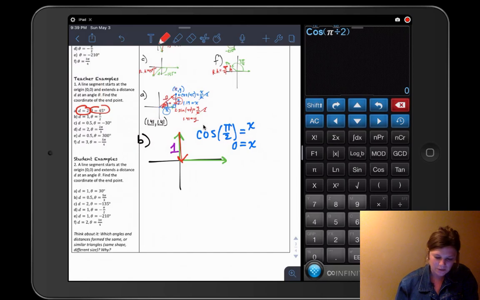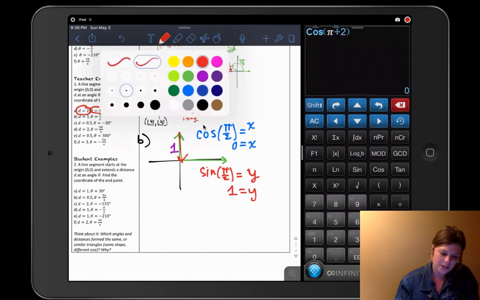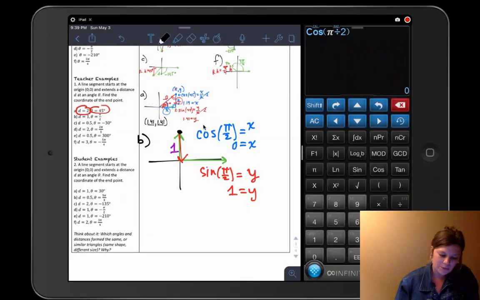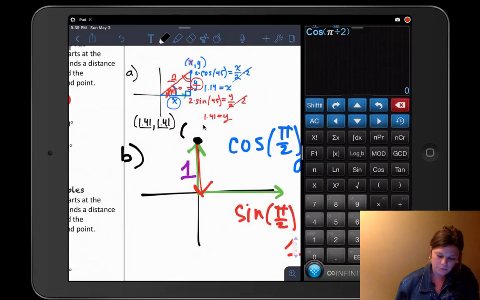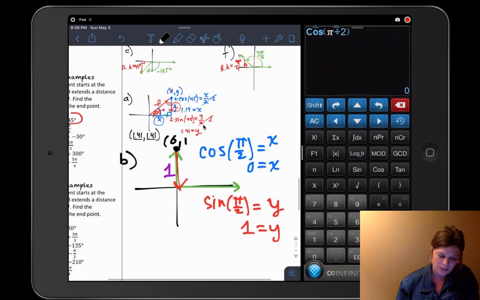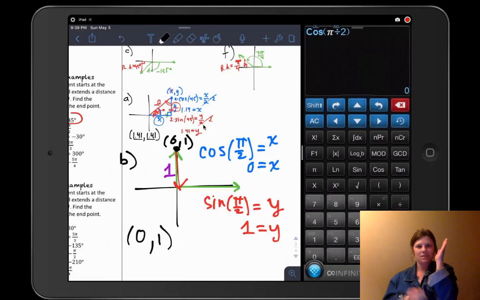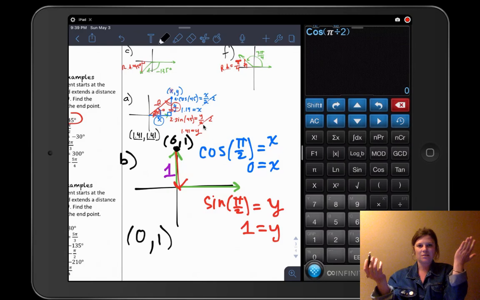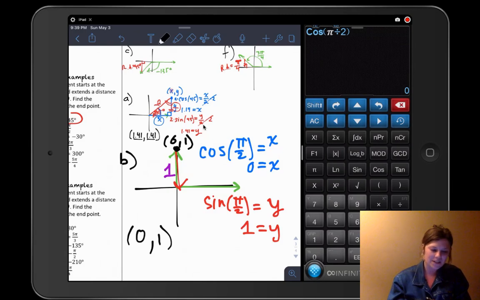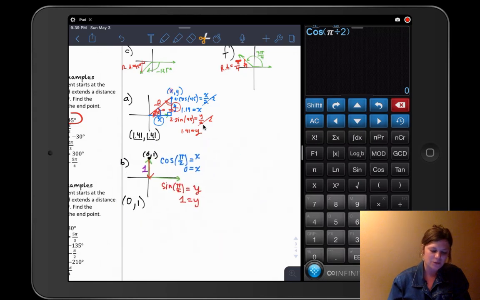Well, you just saw it. So the sine of pi over 2 is equal to the y value, and so 1 is equal to the y value. Okay, so what does that mean? This point is at 0, 1. That makes total sense, right? Because it's on the y-axis and it has a distance of 1 from where it starts to where it ends. So hopefully you think that's pretty cool. Even though it doesn't make a triangle, the trig functions still work.